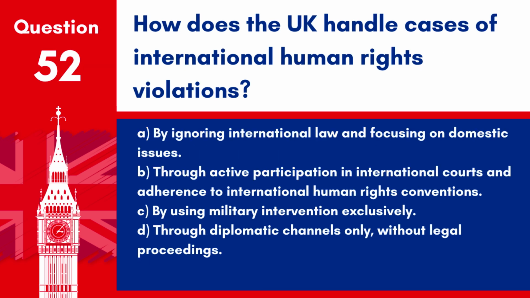Question 52. How does the UK handle cases of international human rights violations? A. By ignoring international law and focusing on domestic issues. B. Through active participation in international courts and adherence to international human rights conventions. C. By using military intervention exclusively. D. Through diplomatic channels only, without legal proceedings.